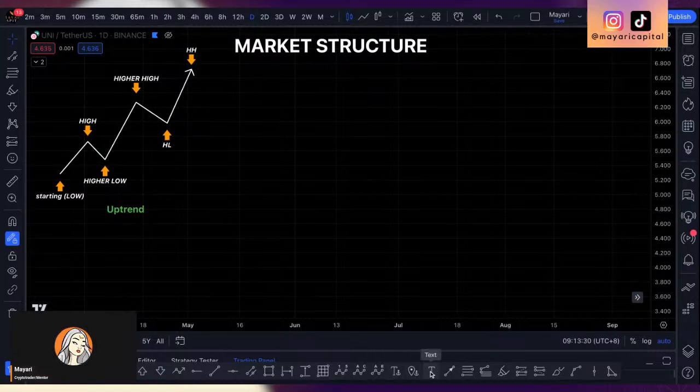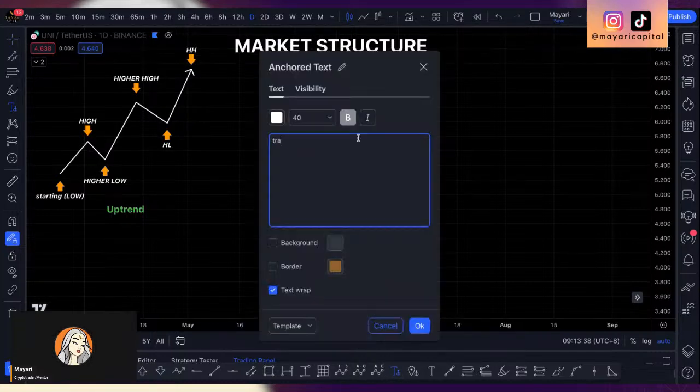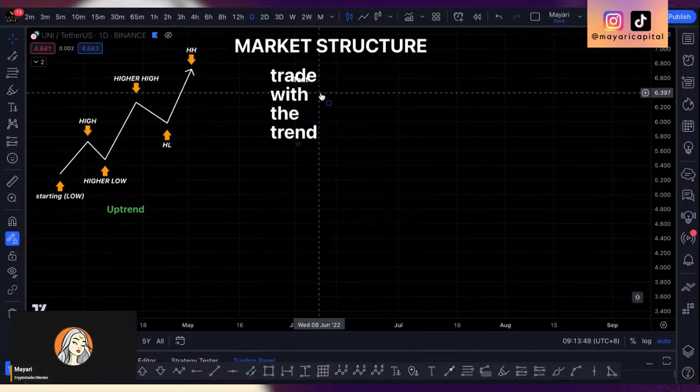So we are learning about trends. Why? Because when we trade, especially if you're a beginner, I really do recommend you trade with the trend. Okay, remember, trend is your friend.